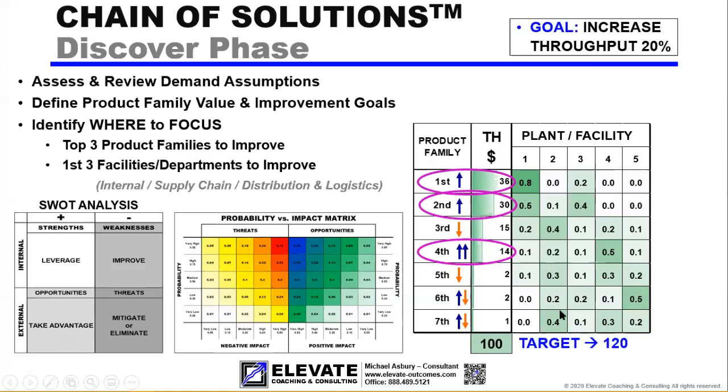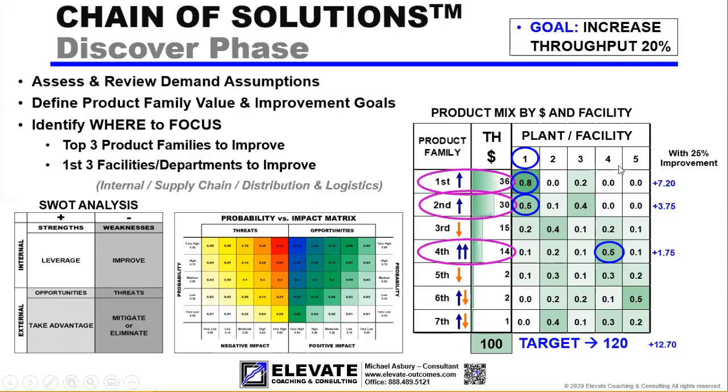So with that in mind, we're looking at our product mix by throughput dollars and our facilities. Which ones does it flow through? Okay, so looks like if we want to drive up our throughput by 20%, if we can assume that we can improve whatever we're working on by 25%, then this would give us plus 7.2. This would give us plus 3.75. This would give us plus 1.75. And that is not enough, right? So we know that the first 2 facilities we need to go to are number 1 and number 4, okay? And then guess what? We can roll out what we've improved here at the other facilities, right?